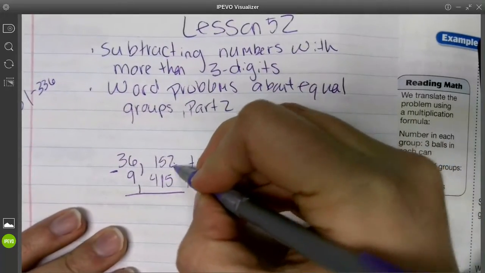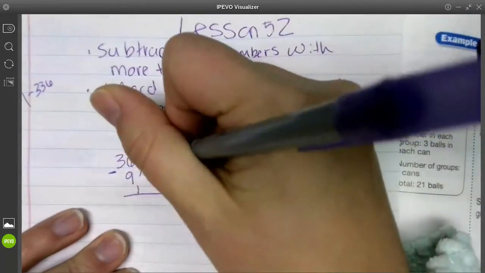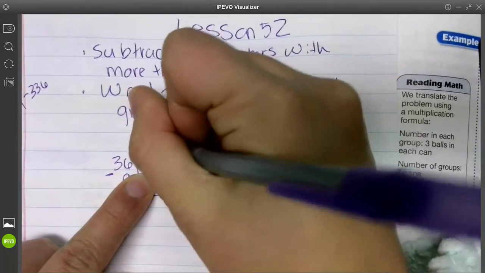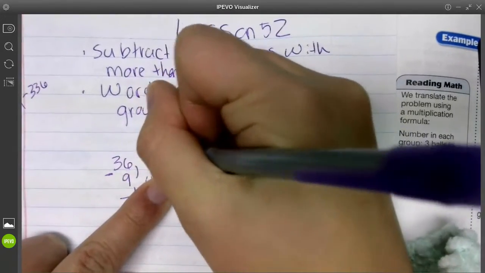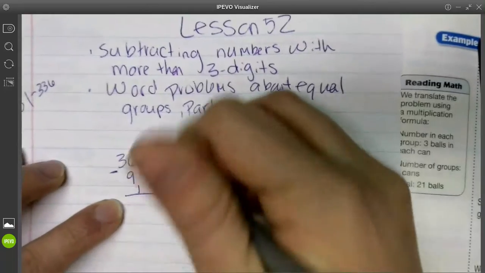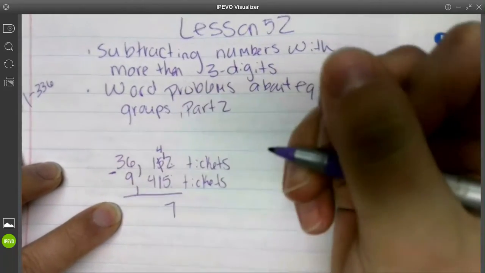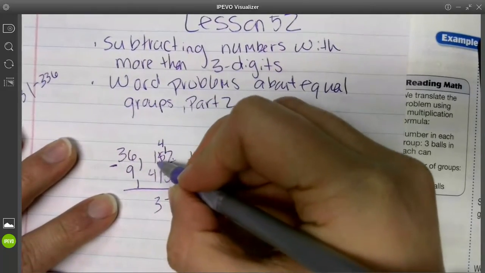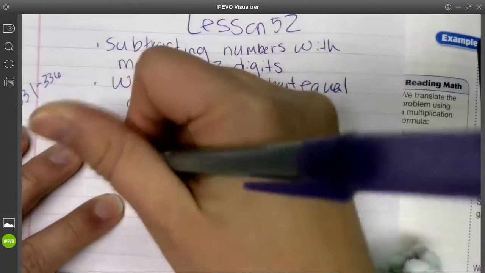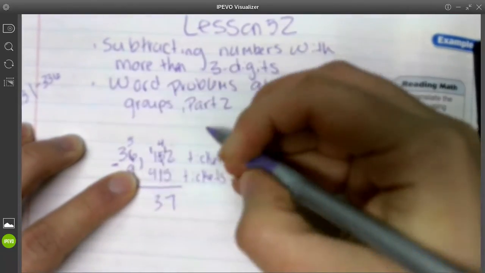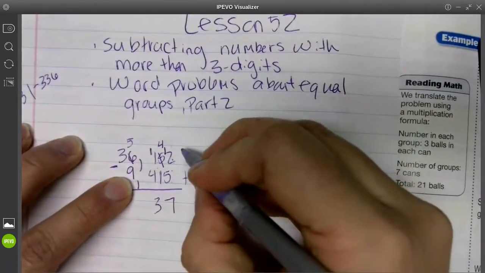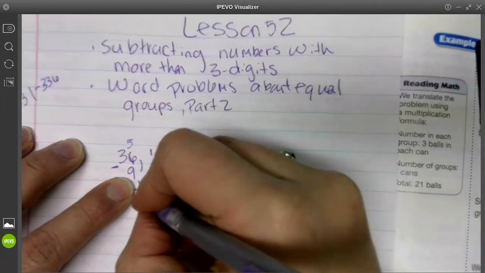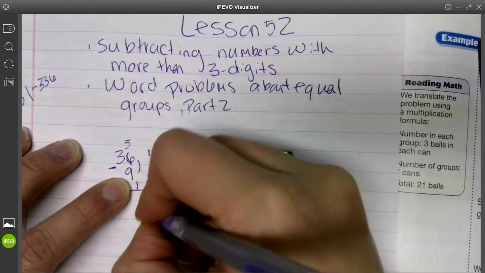Okay, so we cannot do 2 minus 5. So we have to borrow from our 5. 5 becomes a 4. We add 10. Our 2 becomes a 12. 12 minus 5, take away 5 is 7. 4 take away 1 is 3. Okay, I cannot take 1, take away 4. So I have to borrow from my 6. 6 becomes a 5. And my 1 becomes an 11. So now I have 11 take away 4, which is going to give me 7.